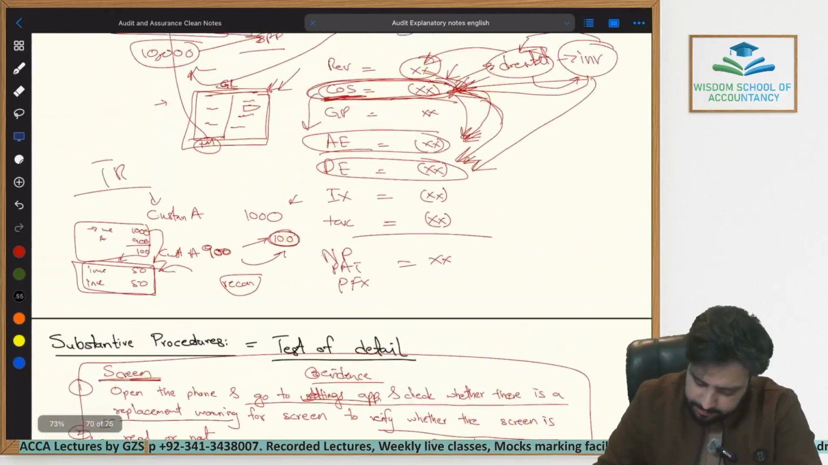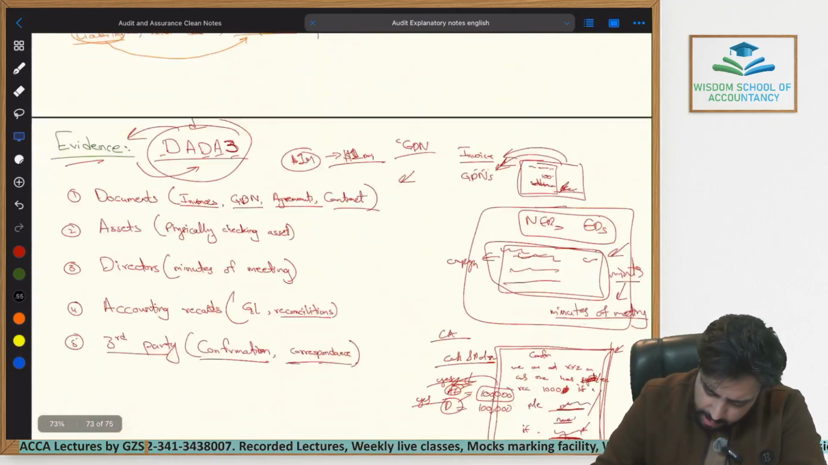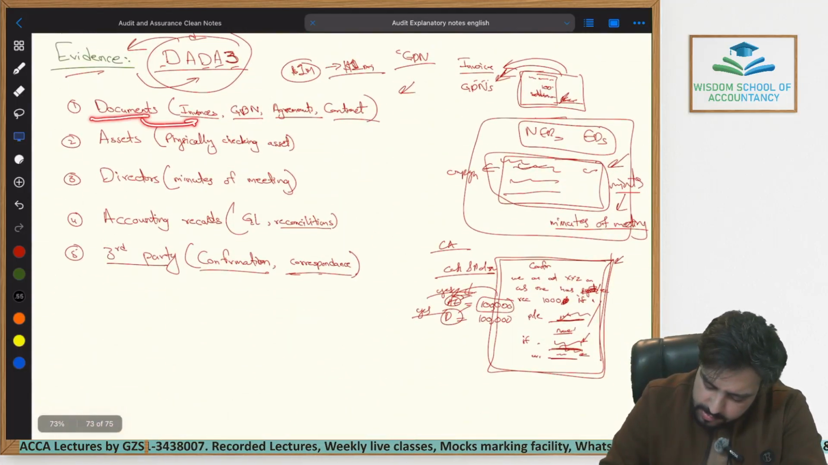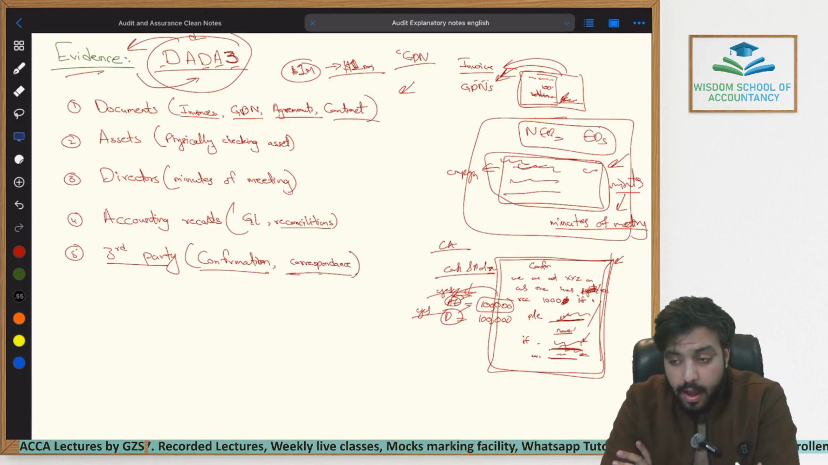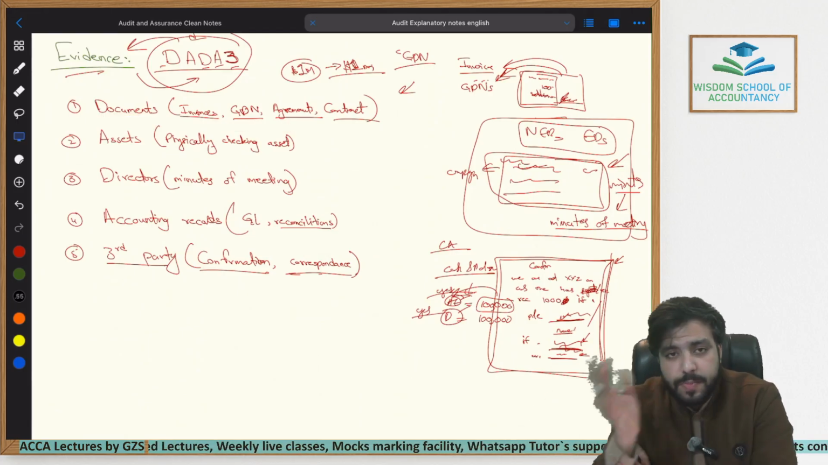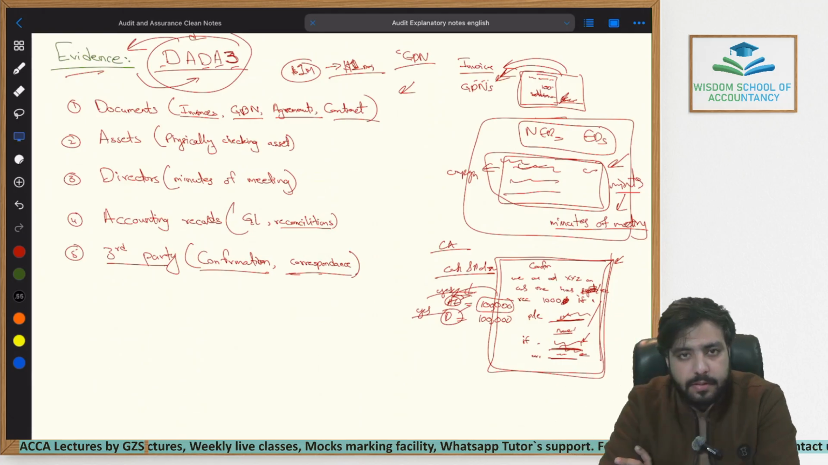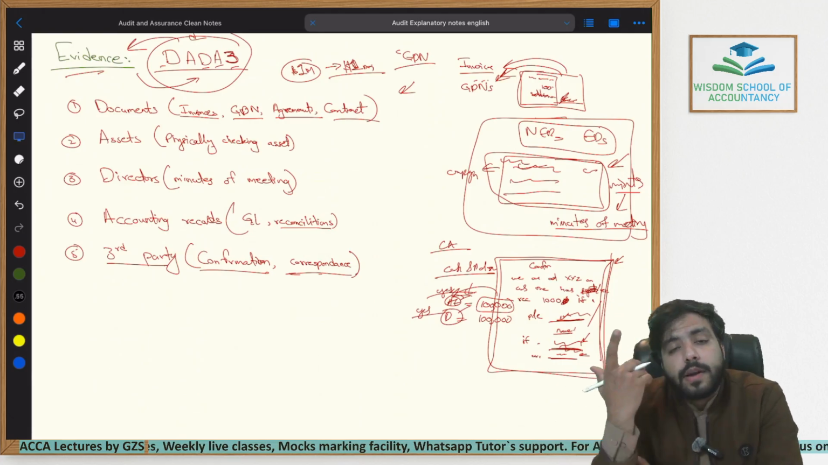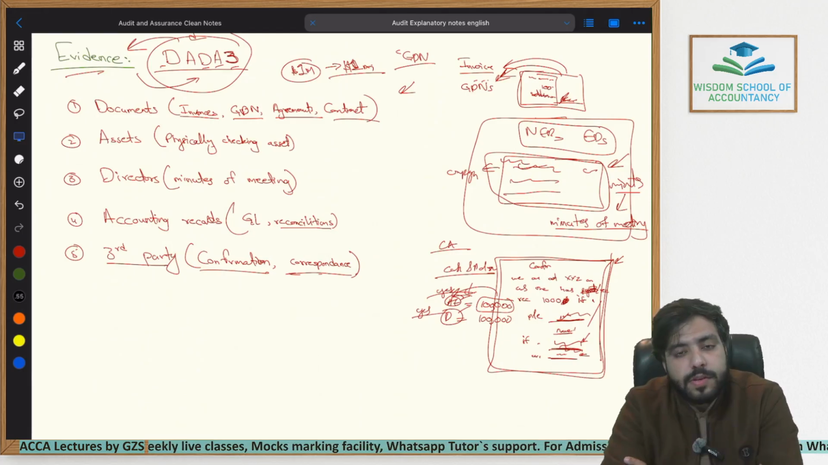Let's try to identify. The first type of evidence we can obtain is from the documents: invoices, GDNs, agreements, contracts. Now, a lot of you might say, sir, if we are selling anything to the customer, we will have an agreement against that customer. Let's inspect that. Let's check out that agreement. Management must have that agreement. To verify what? How will you verify the balances of receivables from those agreements? There is no way you can do that.